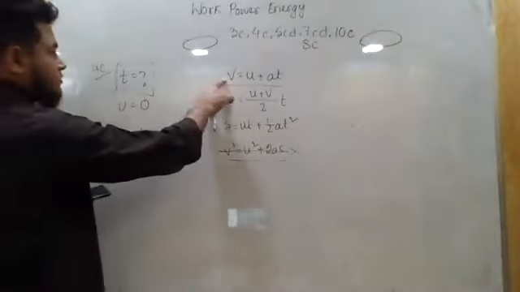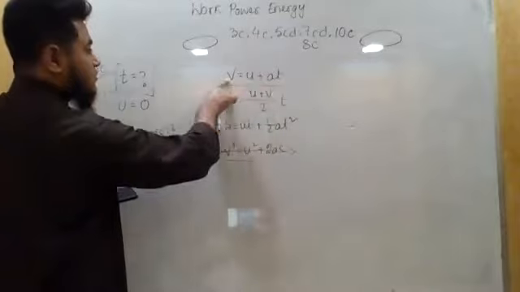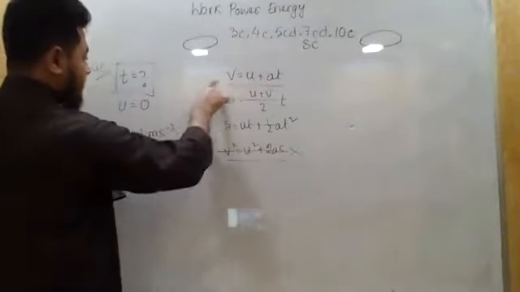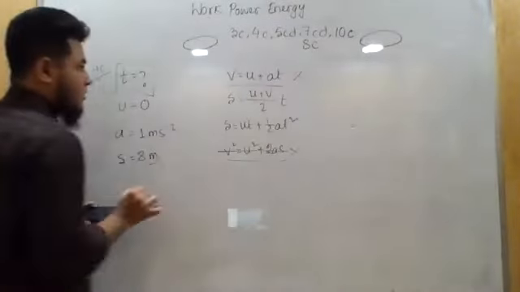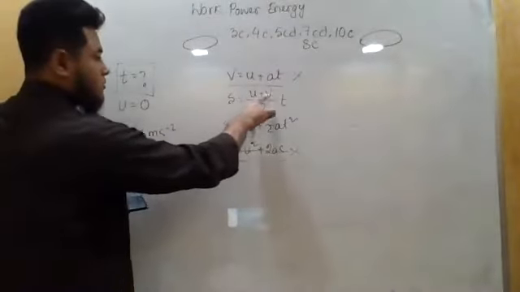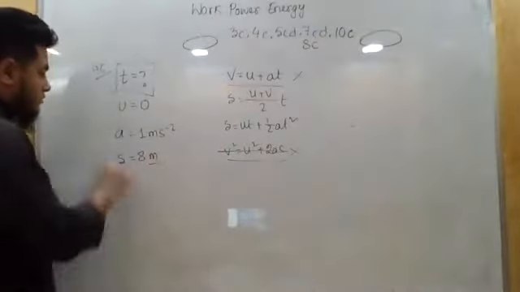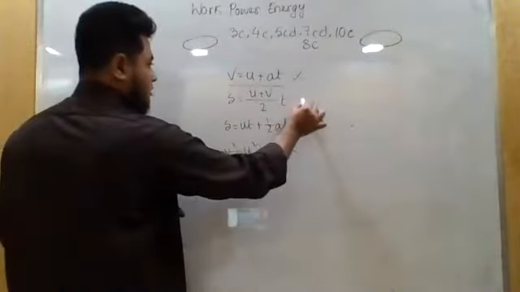To apply the first equation, to find out t, we must know v, u, and a. V is not given, see? So this we cannot apply. In the second one also, you can see that v is needed. So v is not given, so we cannot apply this one also.